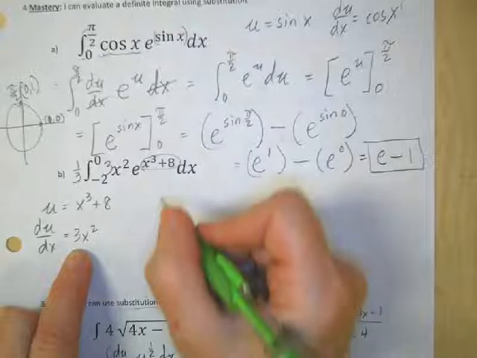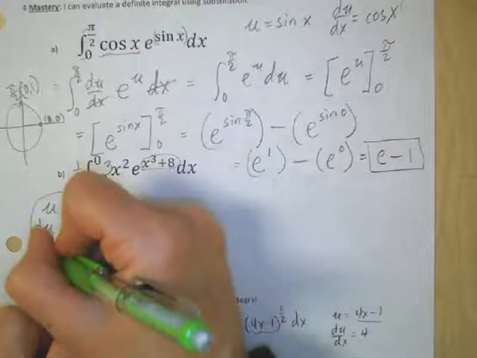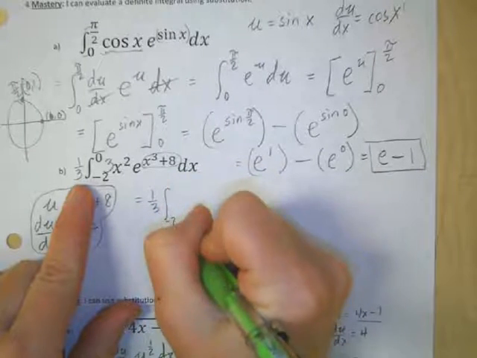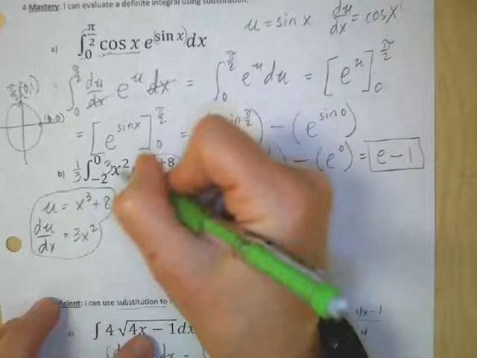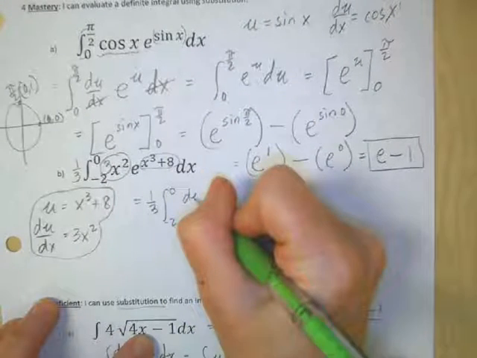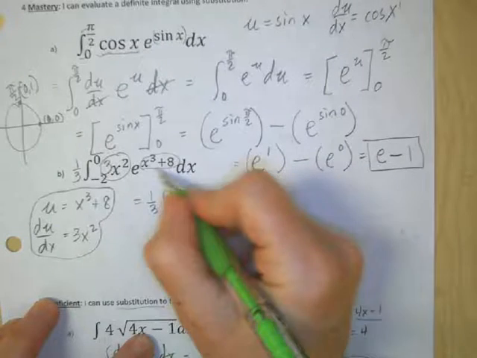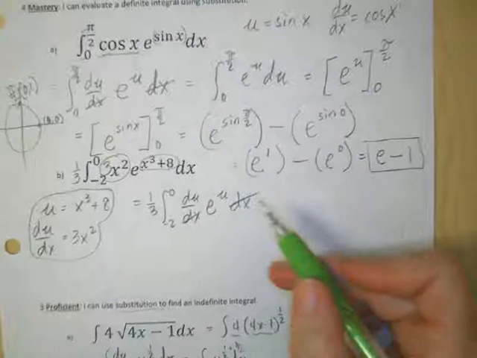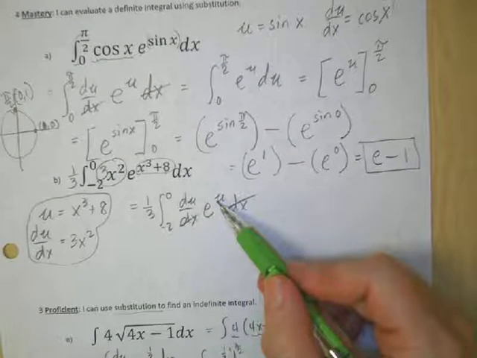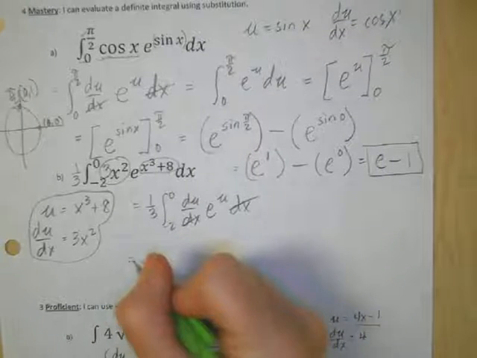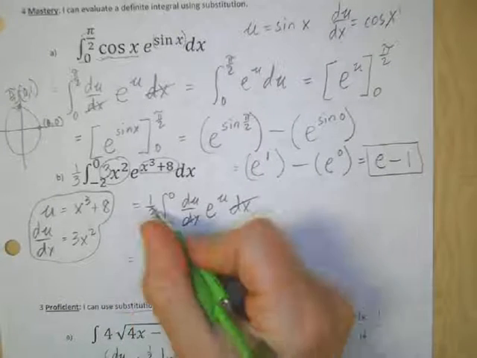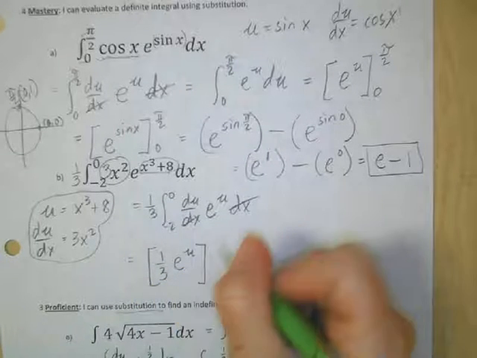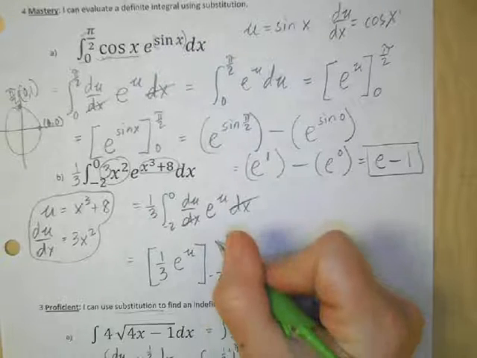So now I can rewrite this. 1/3 times the integral from -2 to 0 of 3x squared, this part right here, is my du dx, times e to the u, dx. Cancel out my dx's. I'm left with, oh, it's just like the other one. E to the u, the derivative of that is just e to the u. So my antiderivative is going to be, I still have my 1/3, and I have my e to the u, and I'm going to evaluate it from -2 to 0.